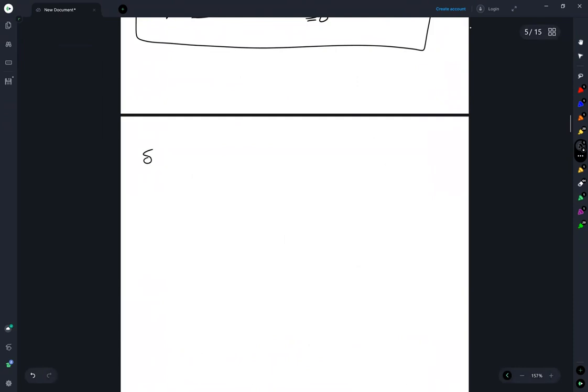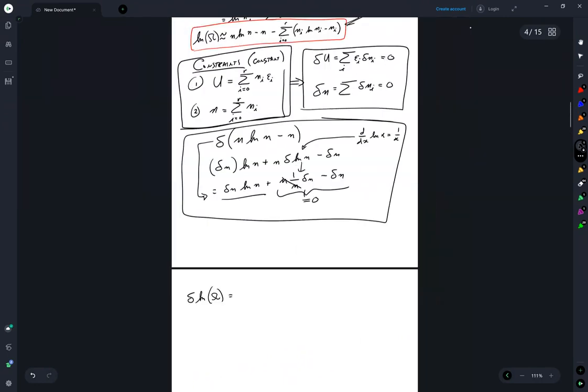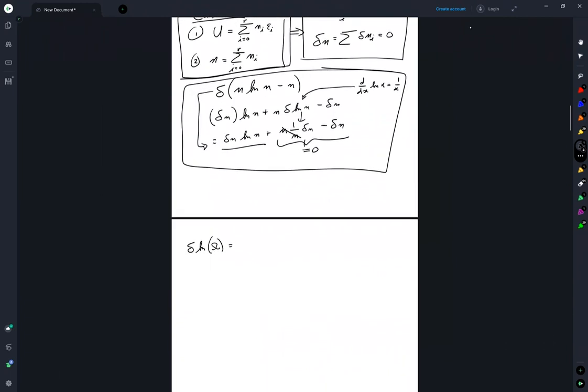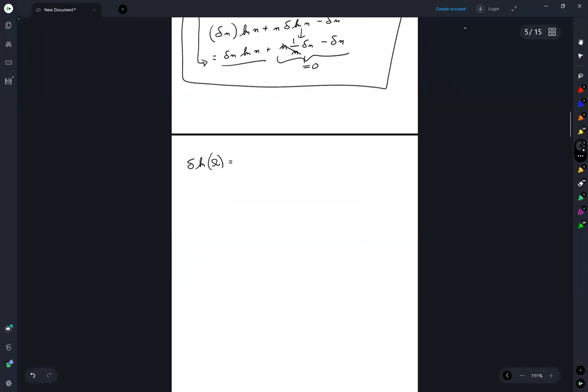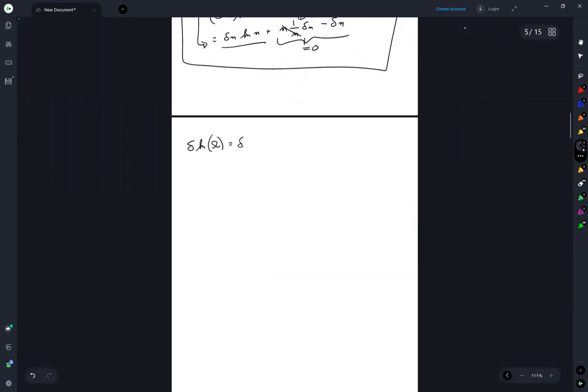we have the variance in the natural log of omega is the variance in N natural log N minus the sum of the variance of Ni natural log Ni minus Ni. So we know what the right-hand side of this equation looks like now.